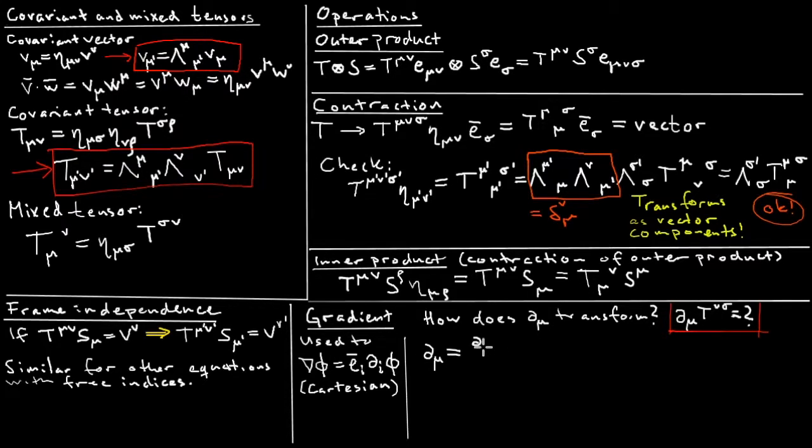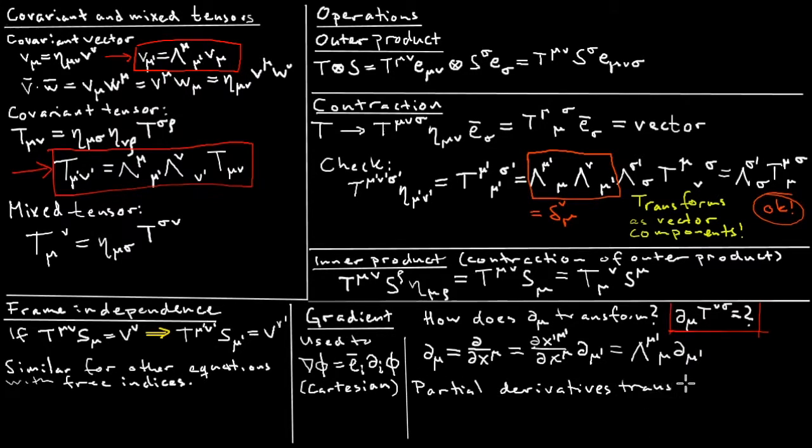By the chain rule, we know that the partial derivative with respect to x mu is equal to dx mu prime over dx mu multiplied with the partial derivative with respect to x mu prime. And already here we have the transformation rule. We have just related the partial derivatives in the different frames with a set of transformation coefficients. This tells us that partial derivatives transform covariantly, which also justifies our placement of the index in down position.